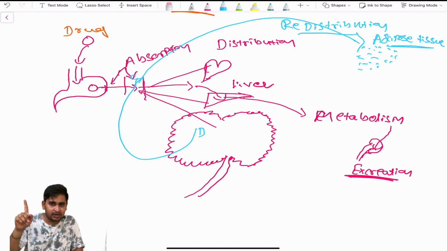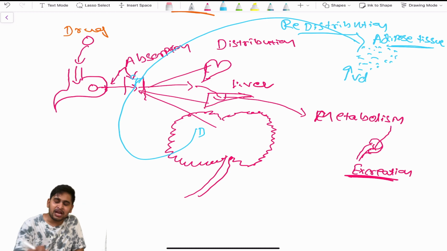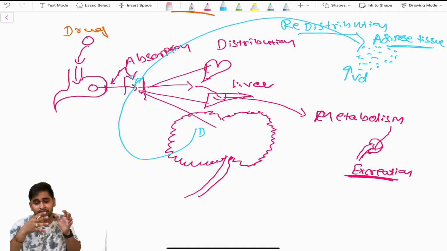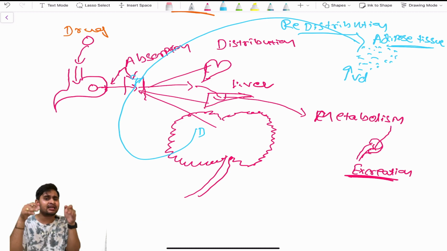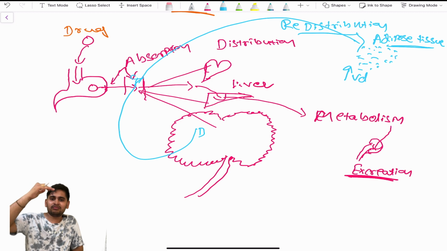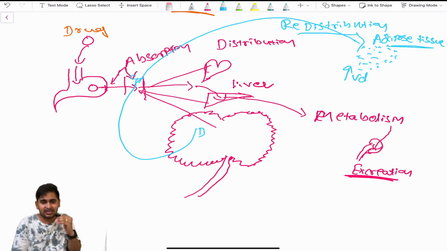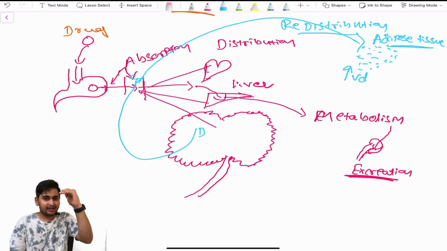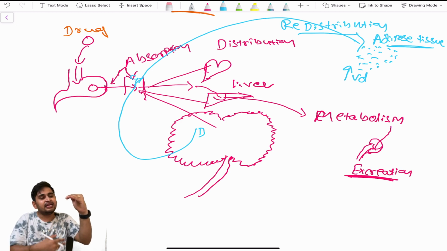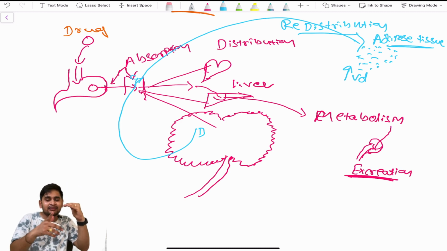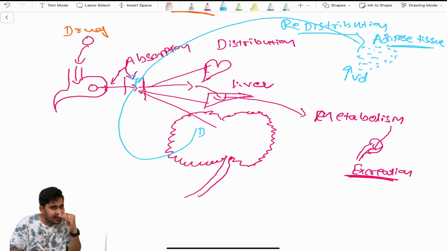so it will not be distributed into the liver for further metabolism. So the volume of distribution is high. Volume of distribution means the amount of the drug which is present in the tissues, right? If the drug concentration in the tissue fluids is high, that means the volume of distribution of that drug is more, right? If the drug concentration is less at the tissue fluid level, that means the volume of distribution of the drug is less, right?